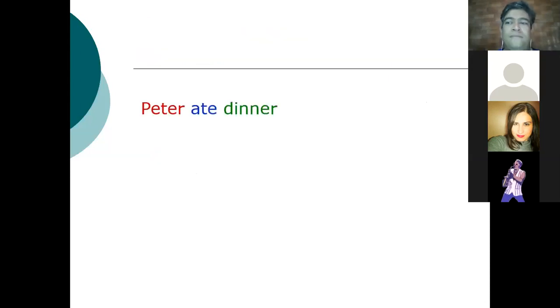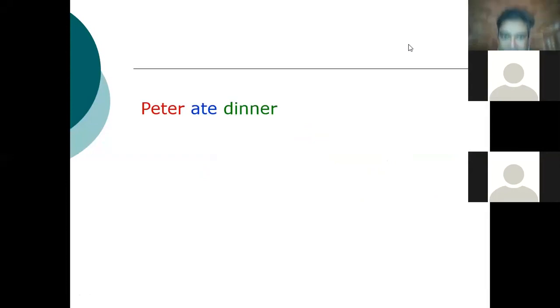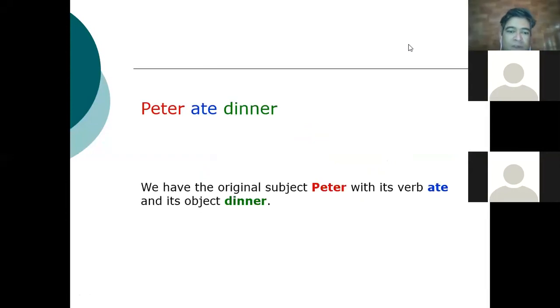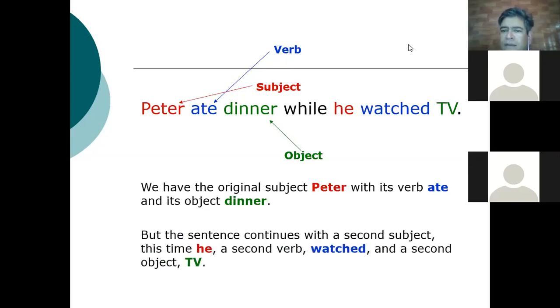So, Peter ate dinner while. Let's continue with this. This is the first sentence, okay? And you know that Peter is the subject, ate is the verb, and dinner is the object. But what happens? But we add more information. We add another sentence, or another so-called sentence, okay? But the sentence continues with a second subject. So you can see the second subject, that is he. You can see the second verb, that is watched. And you can see the second object, that is TV, okay? So Peter ate dinner while he watched TV.